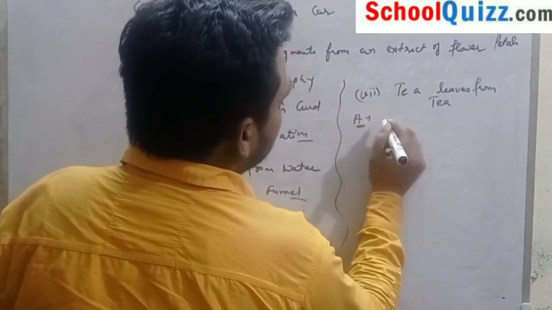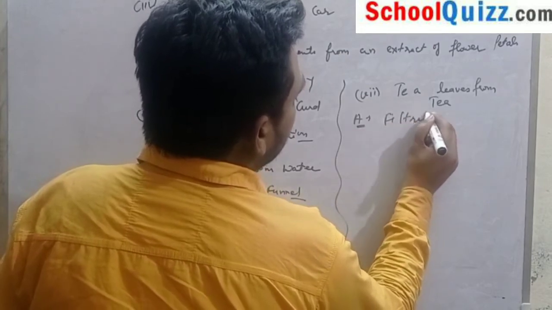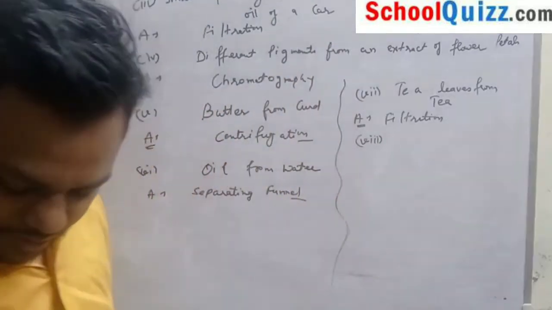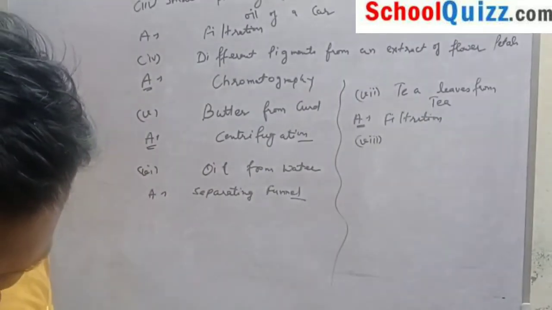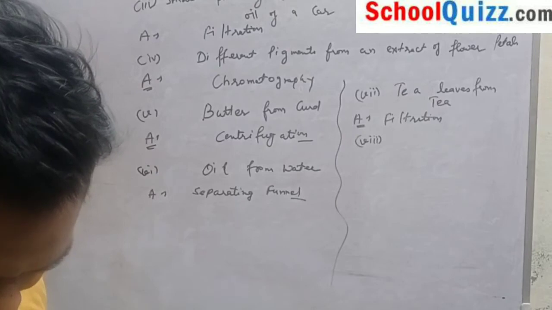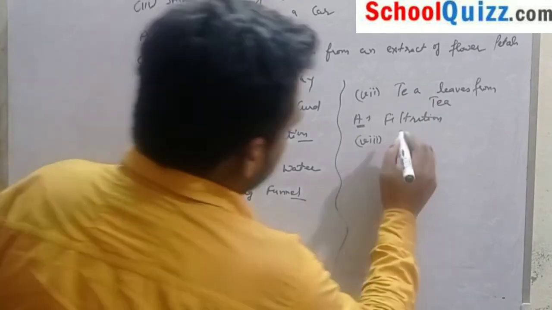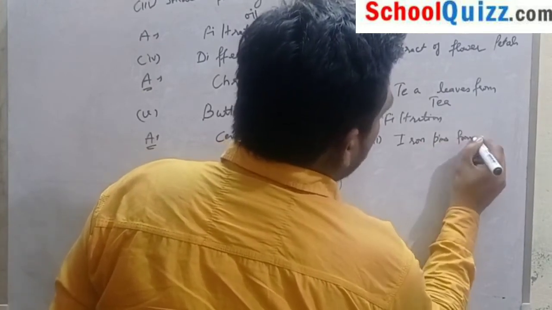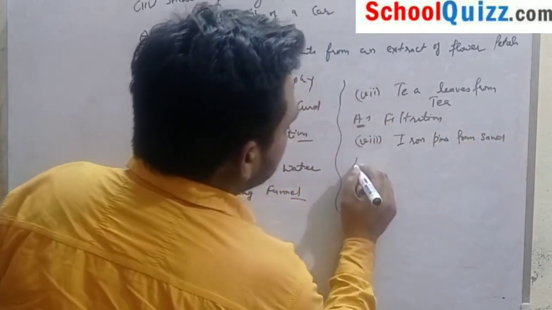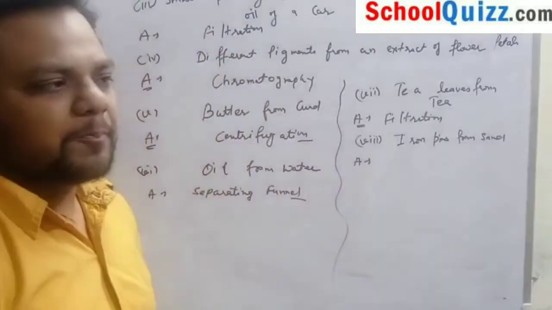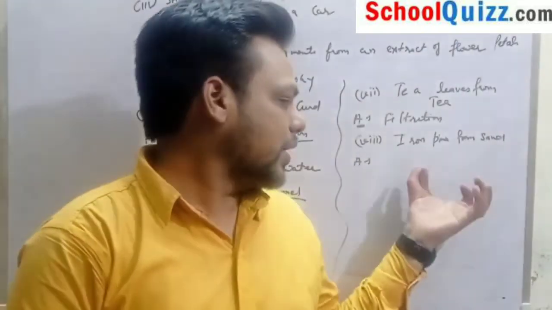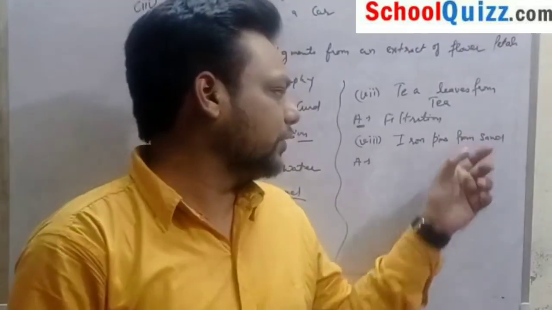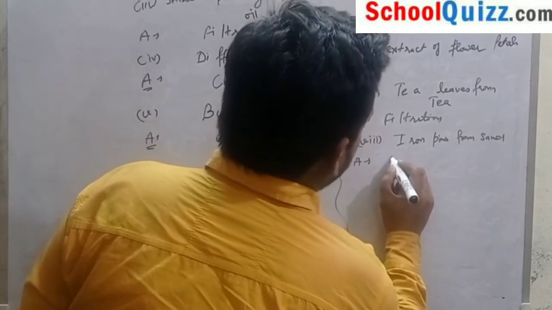It's very simple, that is filtration. Eighth one is iron pins from sand. So we will separate it with the help of magnetic separation. A magnetic field can attract iron, and with the help of that we can separate iron pins from sand. So its answer is magnetic separation.